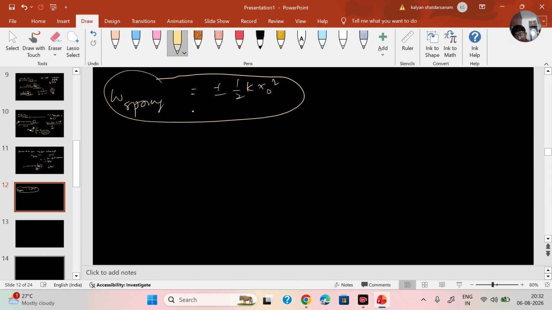Okay, so this is the work done by the spring force. Now with this background, we will take Newton's second law and we will cook it. We will modify it and convert it into a very powerful theorem called the work energy theorem. That's my next idea.